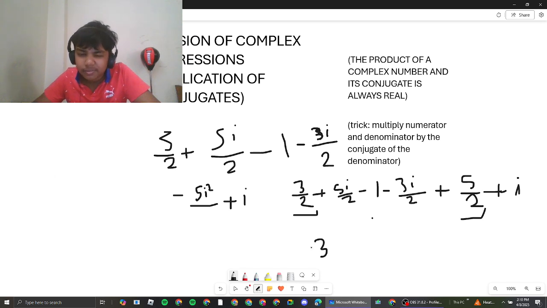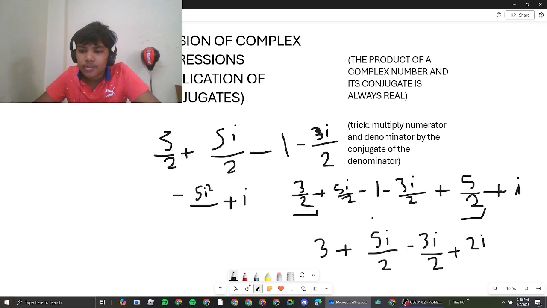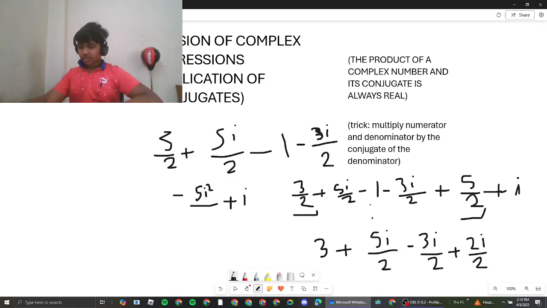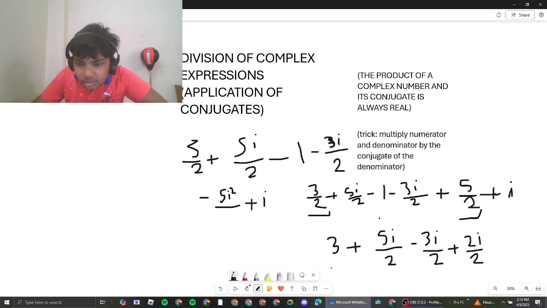Now 3 plus 5i upon 2 minus 3i upon 2 plus 2i upon 2. Okay. So now let's combine this. We're going to simplify this. We can make this all a common 2 since they're like terms.